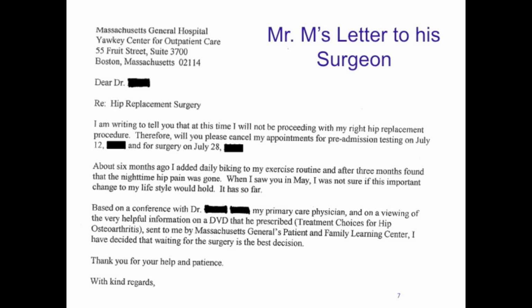When I saw you in May, I wasn't sure if this important change to my lifestyle would hold, and it has so far. So based on the conference with my primary care physician and on viewing the DVD, I decided that waiting for surgery is the best decision for me. So we canceled the surgery.